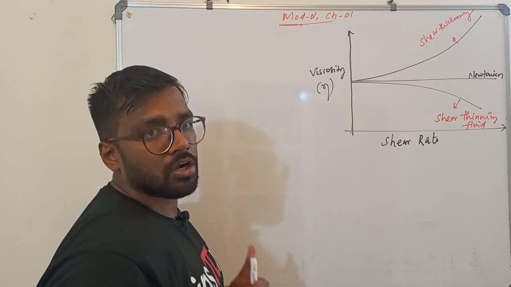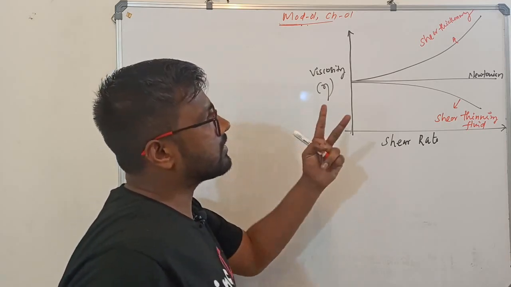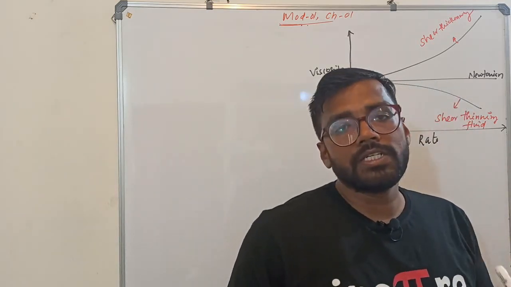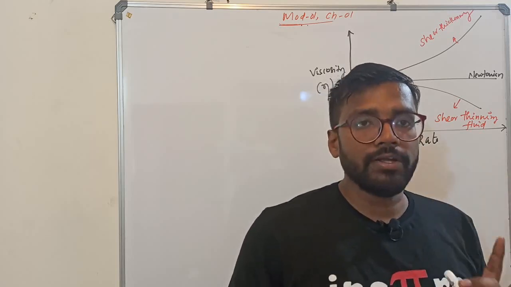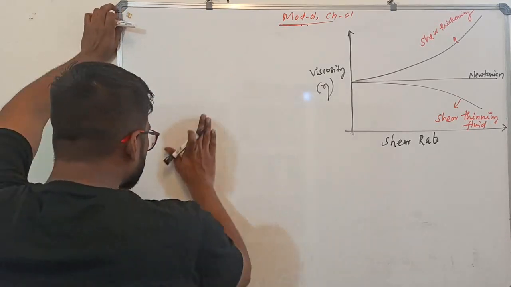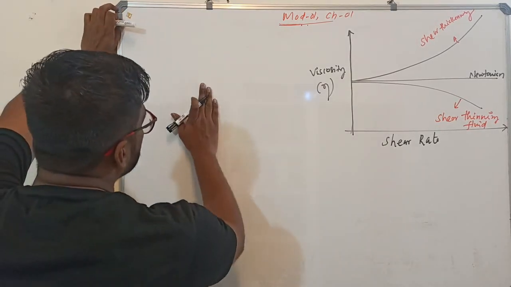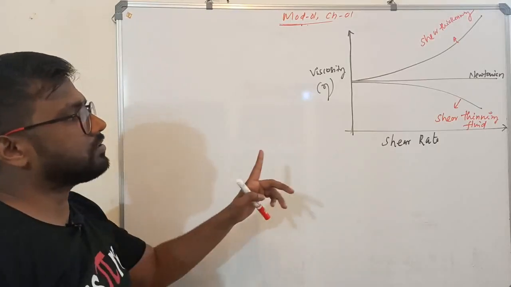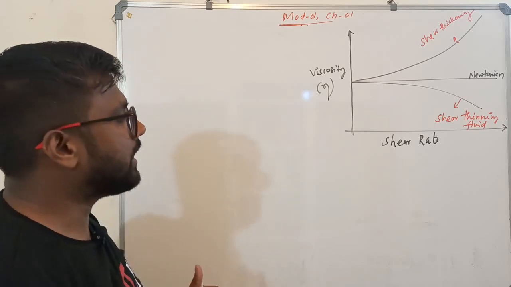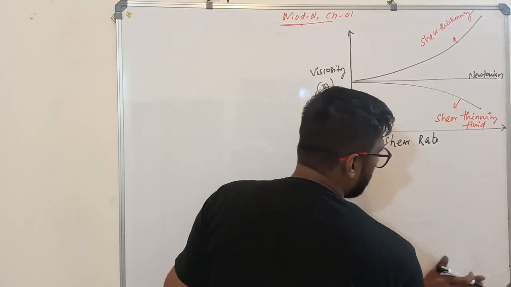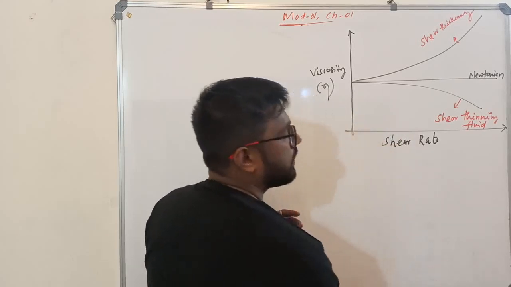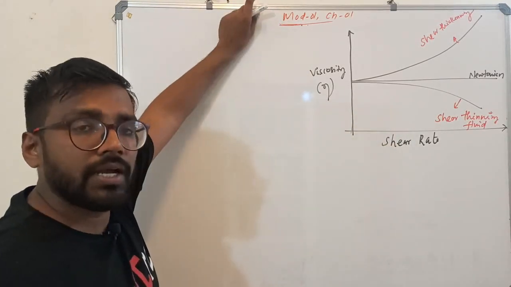Okay, understood? Got it? So Newtonian fluid, non-Newtonian fluid. Two kinds of non-Newtonian fluid we have studied, shear thickening fluid and shear thinning fluid. There are some more non-Newtonian fluids. For example, we wrote the formula, tau equal to tau ill. Okay, so you have noted it now. There are some more types of fluid. They are nothing but Bingham's plastic fluid, thixotropic fluid, and rheopectic fluid.